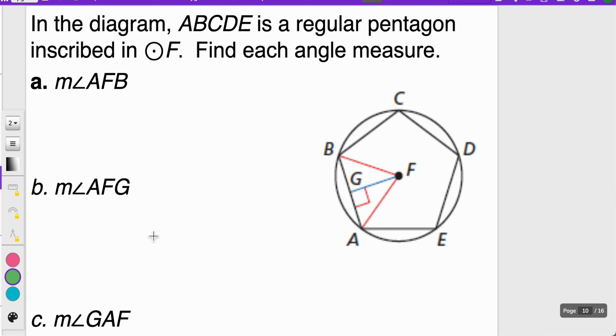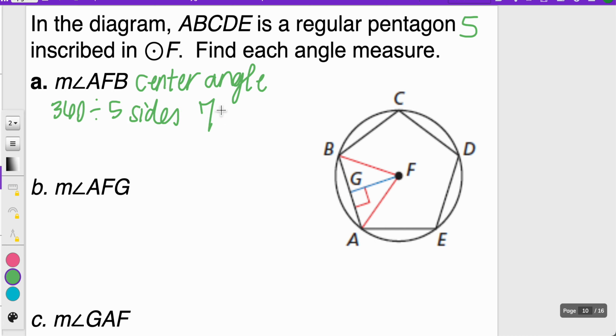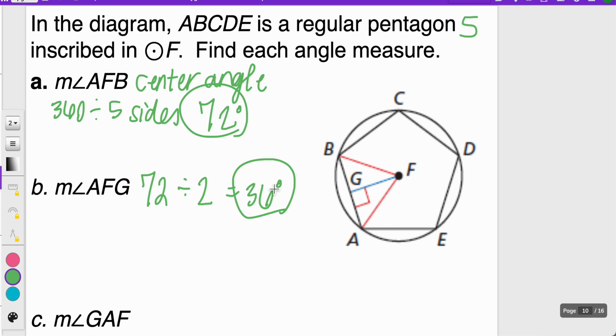It says in the diagram, ABCDE is a regular pentagon, which means I've got 5 sides inscribed in circle F. So find the measure of each angle. The first thing we're going to look at is AFB. This is our central angle. So that means I'm going to be taking 360 and dividing that by my 5 sides. So that'll be 72 degrees, okay? AFG is exactly half of that. So I would take my 72, divide that by 2, I get 36 degrees, okay?